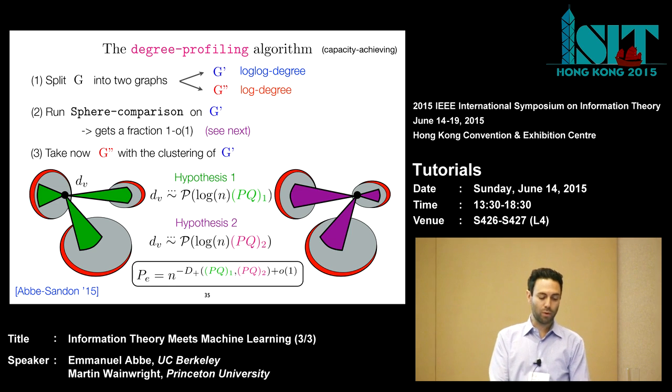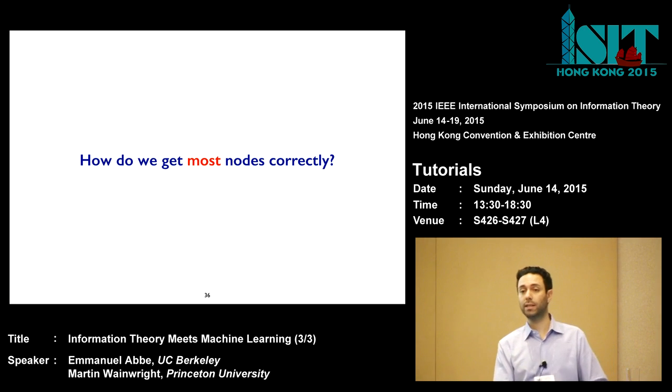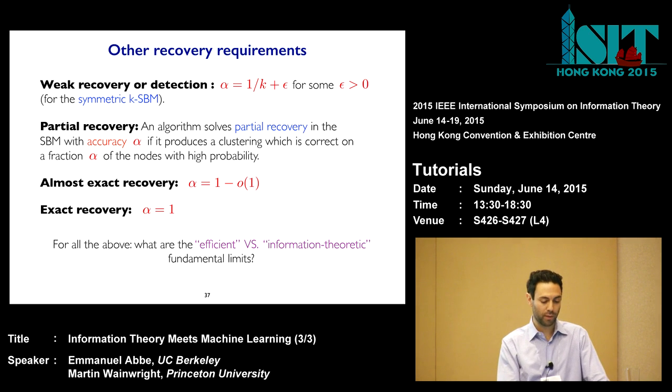So the question is, how do we get most nodes correctly? Now I'm going to start discussing other recovery requirements, because we don't want to get everybody right, but maybe 99% or maybe even 70%. So partial recovery is, in a sense, the general recovery requirement. We say an algorithm solves partial recovery with an accuracy of alpha, where alpha is a number between 0 and 1, if it produces a clustering which is correct on a fraction alpha of the nodes. And all the statements are always with high probability when n tends to infinity. So exact recovery is just alpha equal to 1.